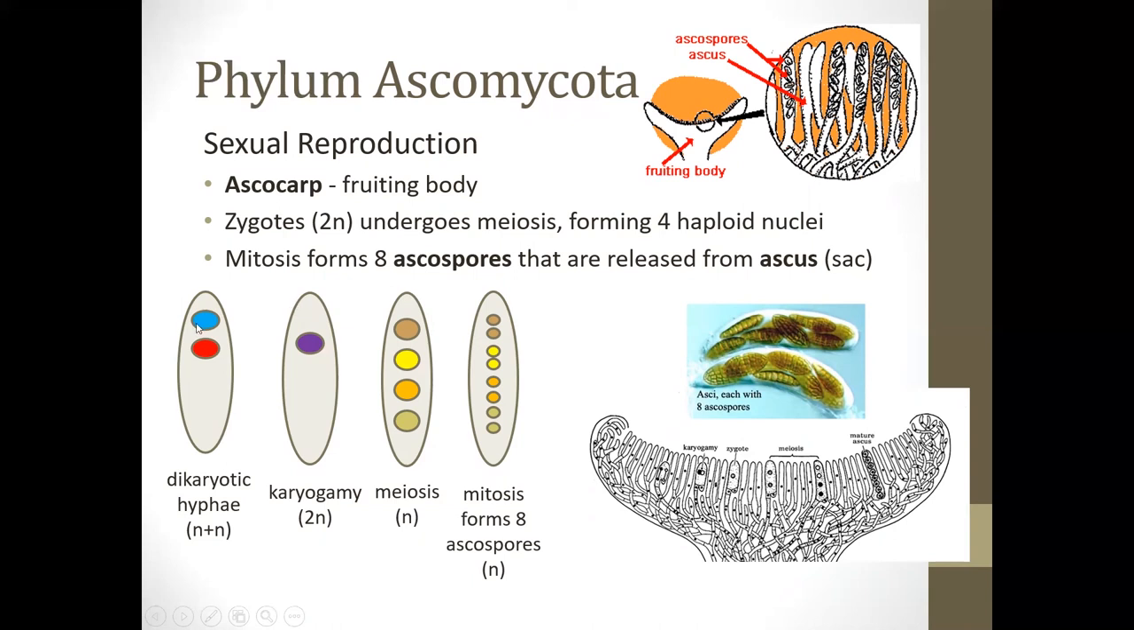All right, so this is just reiterating what is going on inside the ascus. Now remember, you have a dikaryotic cell that undergoes karyogamy to make a 2N zygote. That 2N zygote is going to divide through meiosis, creating 4 haploid spores that are housed inside an ascus. And those haploid spores are going to divide through mitosis again to create 8 haploid spores inside this ascus. And this is usually found towards the tip of the cup of these fungi. And these haploid ascospores will be released into the environment to create new hyphae somewhere else.